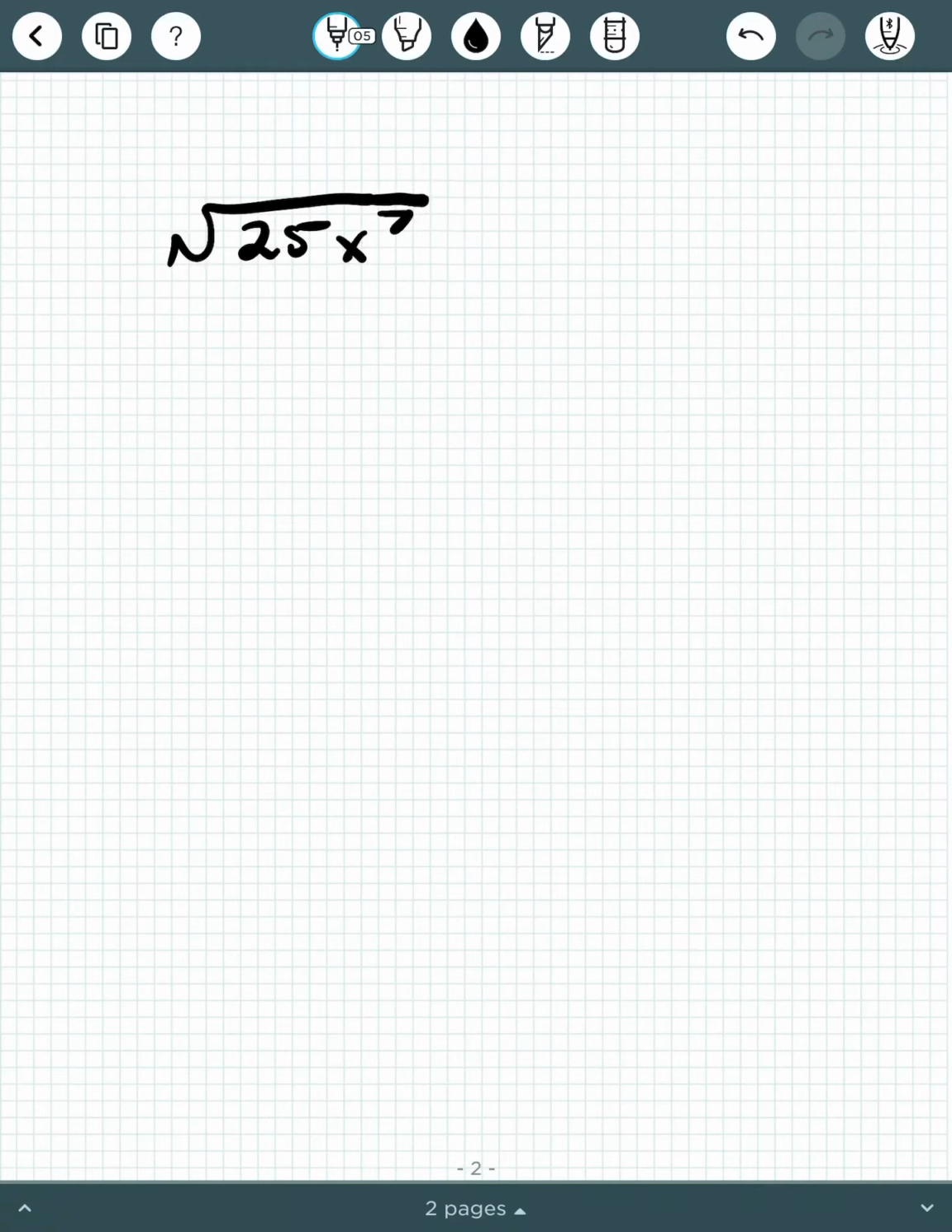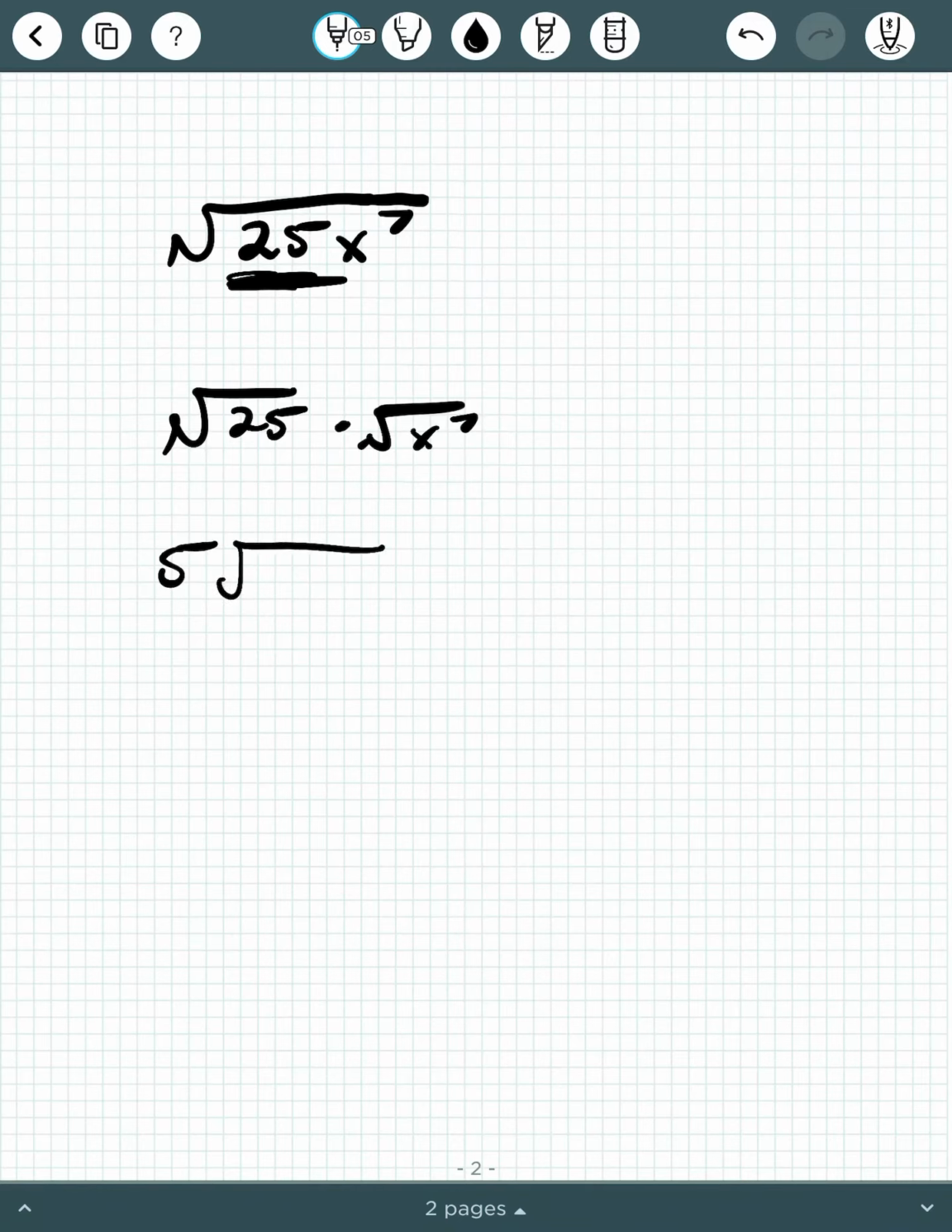And this is actually problem number 11 from yesterday's homework. So this is kind of nice because 25 is a perfect square. So believe it or not, right away we can turn it into the square root of 25 multiplied by the square root of x to the 7th. I know the square root of 25 is 5, so I've simplified this quite a bit already.